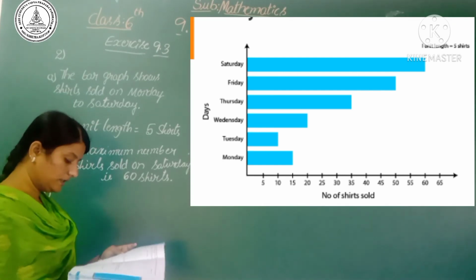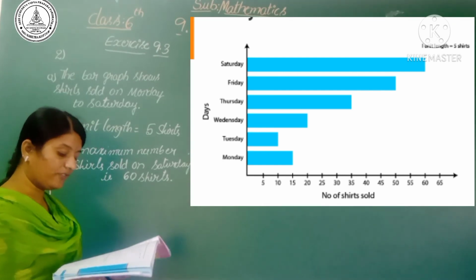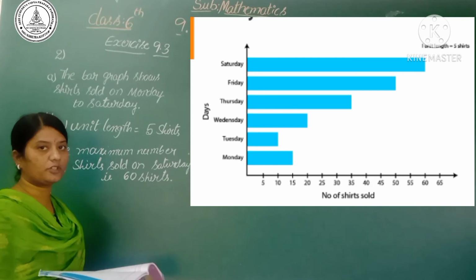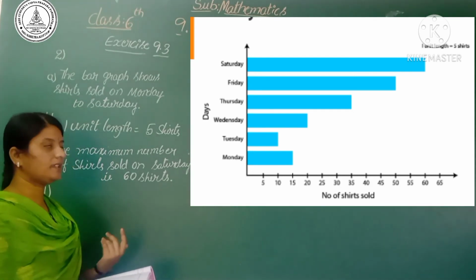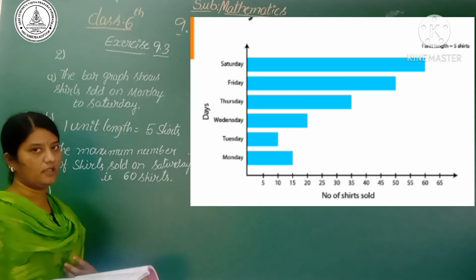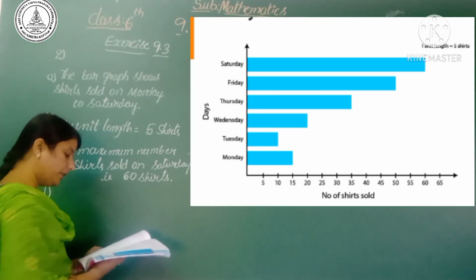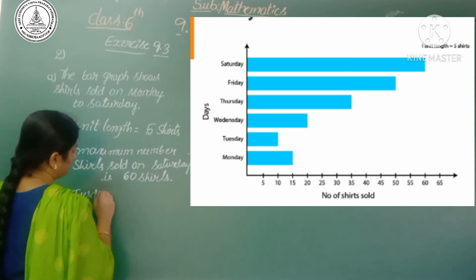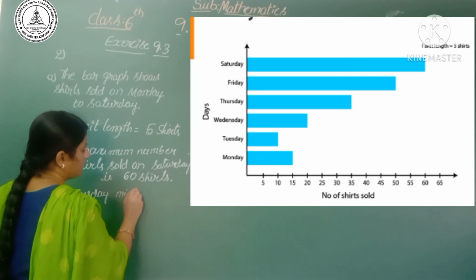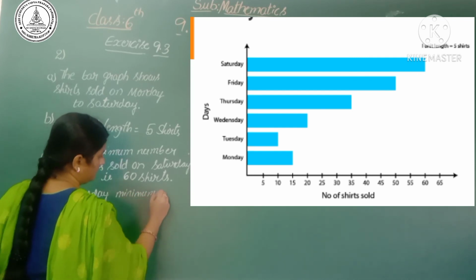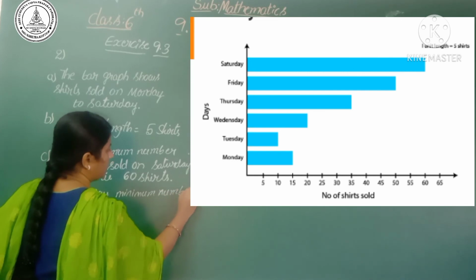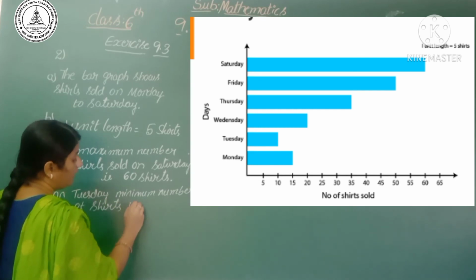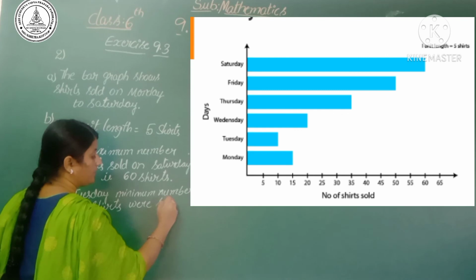Okay. Then question D, on which day were the minimum number of shirts sold? That is on Tuesday. We can see that on Tuesday there were only 10 shirts sold, right? It's right up here. On Tuesday, the minimum number of shirts were sold.